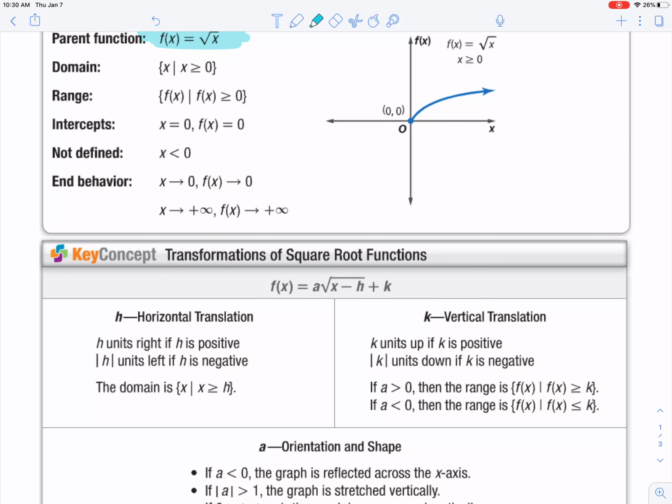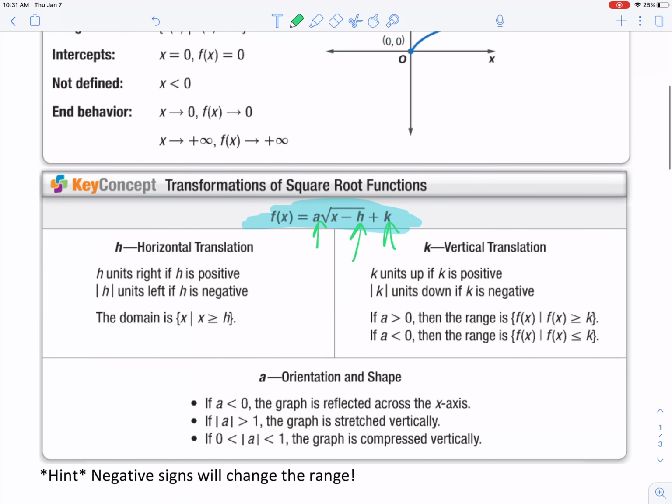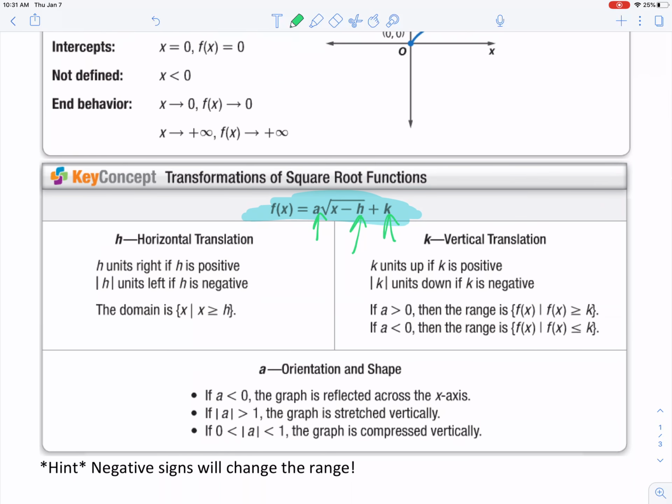When we transform these functions, this is the formula that we use here. And you might notice some familiar friends, a, h, and k. And they continue to do the exact same jobs they have always done since we started doing a, h, and k. A will stretch or compress or potentially flip it upside down. H will move it left and right, but opposite of what you think. And k moves it up and down. This will help us determine the domain and range as well.